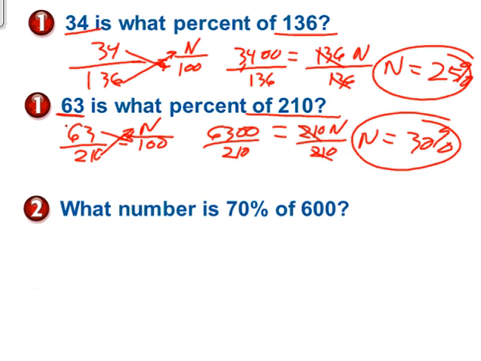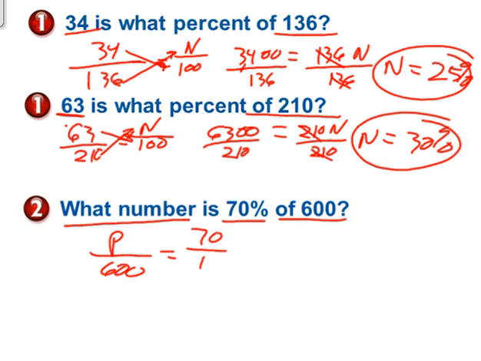Here's a little bit different problem. Here we're given what the percent is. We're asked to find what number is 70% of 600. So what number is the part? So we're going to put part over 600 is equal to 70 over 100. That's the same as 70%.